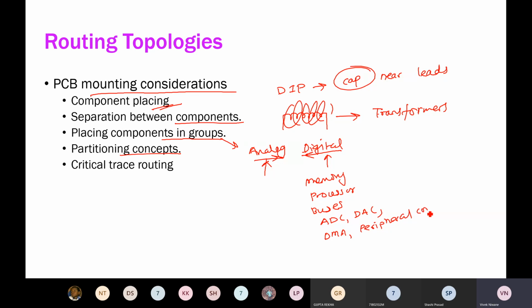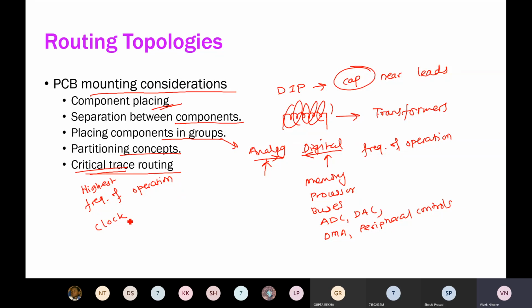Okay, peripheral controllers. According to functionality we can partition, and according to frequency of operation as well, we can partition our design. Then critical trace routing. Critical trace means a trace or track having the highest frequency of operation. Best example is your clock.